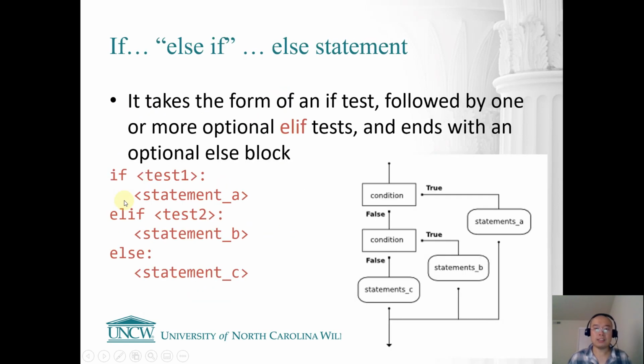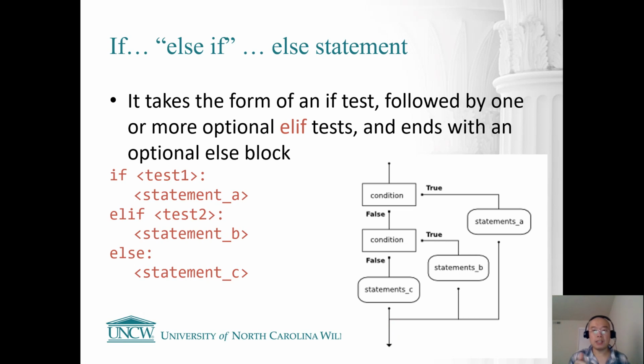So why? Let's come back here. If the first condition is true, we go to the if branch. We execute the statement A. And do we bother to check the second condition? The answer is no, because after we finish the statement A, where do we go? We are going to skip all the remaining part of the elif and else. We will go further down, right?